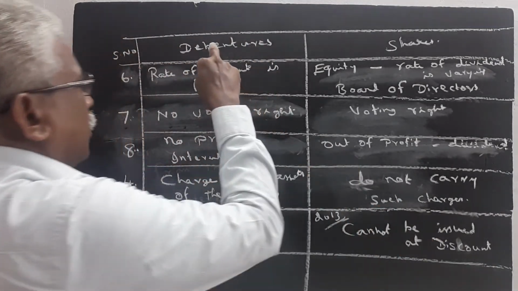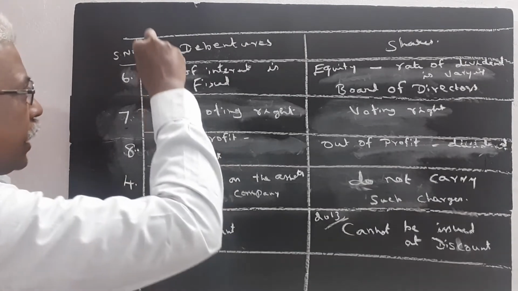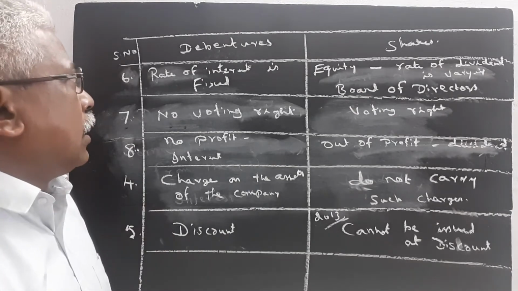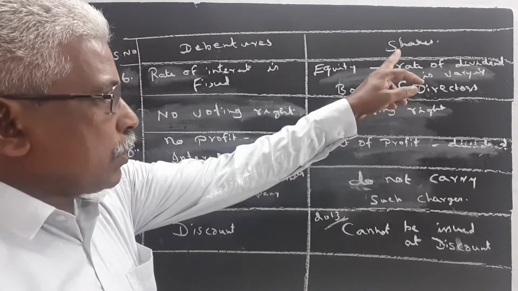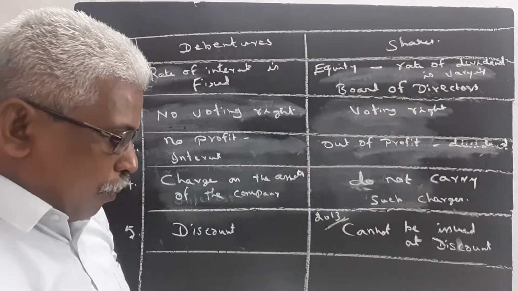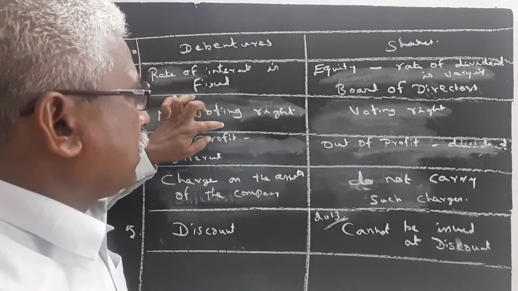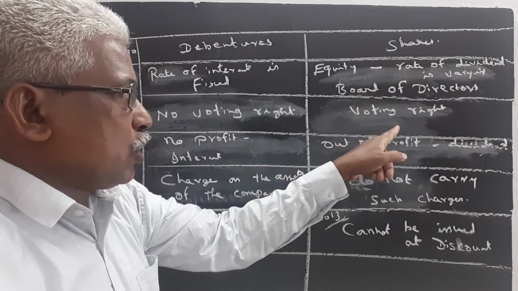But the debenture holders are entitled to get the interest. Once again, I explain from first point to 8th point. The debenture constitutes a loan of a company. Share is the part of share capital of the company. Point number 2, it is a middle level and lower level. Debentures are in the middle level and lower level, but the shares are in the top level.